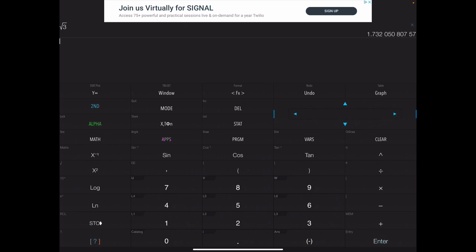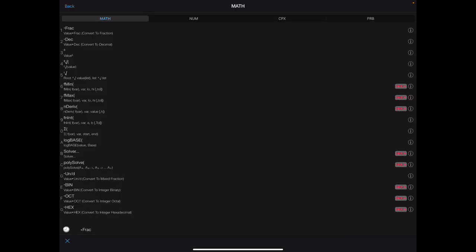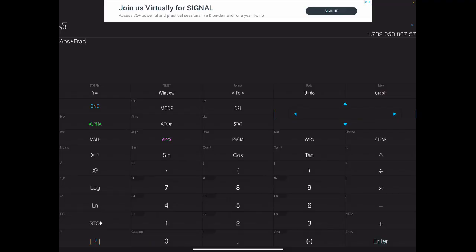Okay, the calculator already knows that you're working with your answer. So all you have to do is click math right after you press enter and you evaluate it. Then you want to click the first option which says convert to fraction. Now it's taking your answer and converting it into a fraction. That's what your screen says so far.